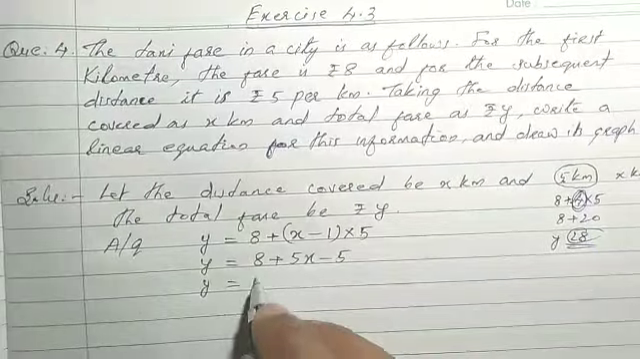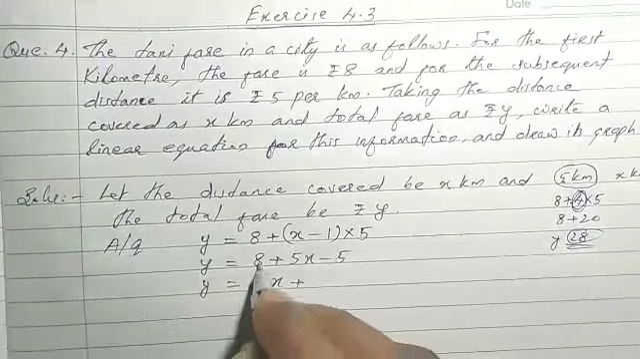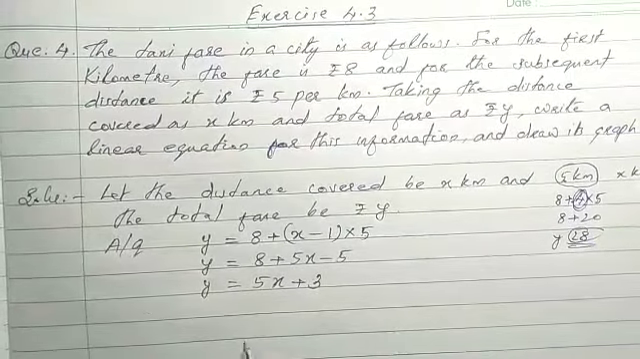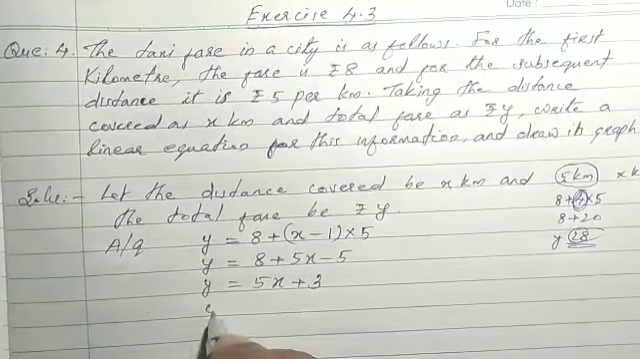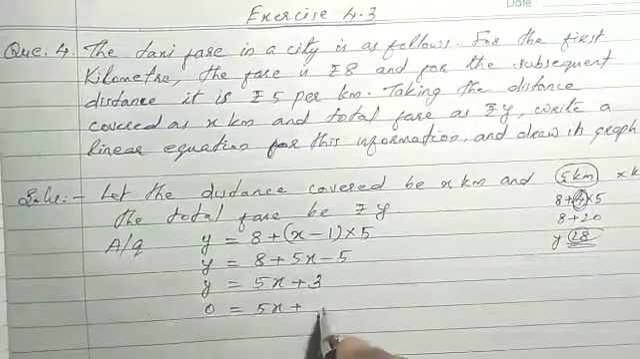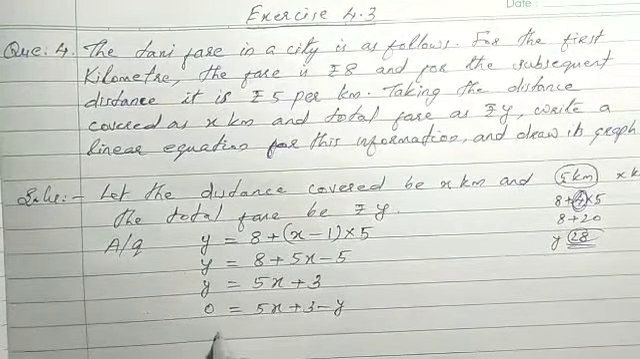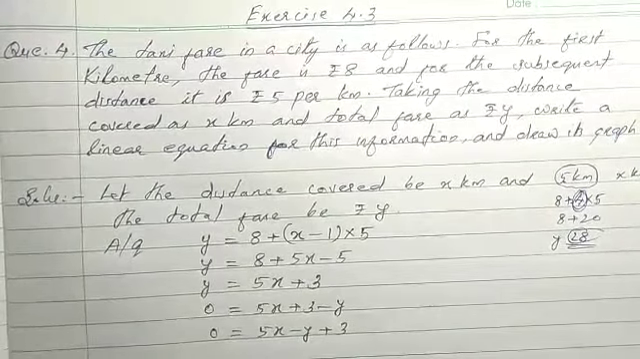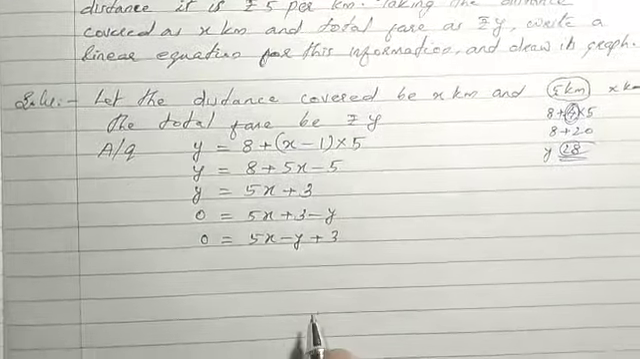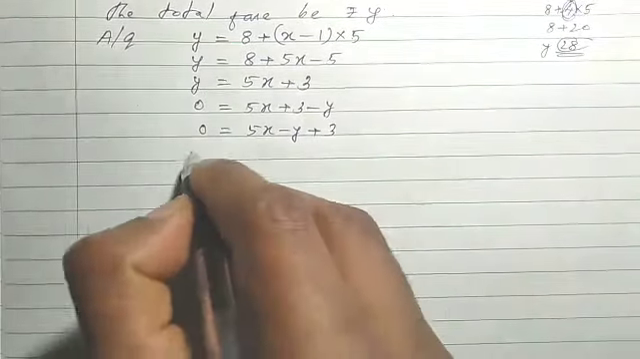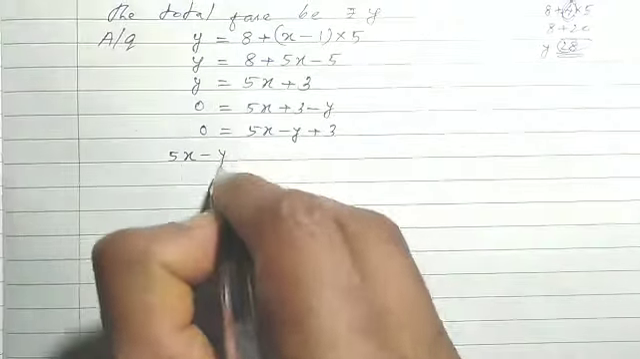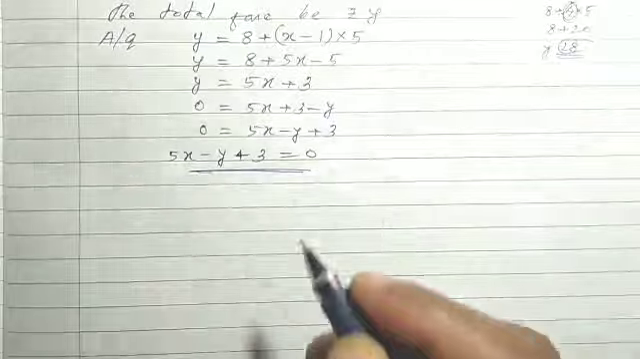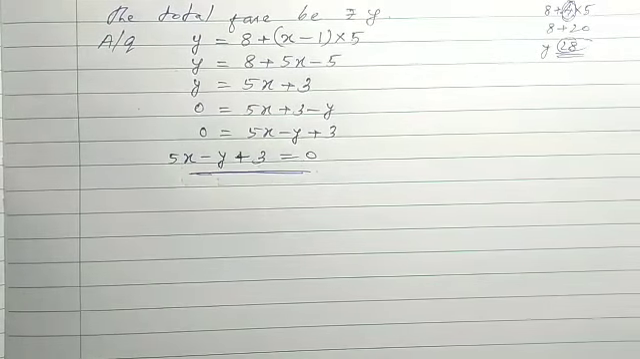Y is equal to 5x plus 8 minus 5, that is equal to 3. Y is equal to 5x plus 3. Y we can transpose to the right side. 0 is equal to 5x plus 3 minus y. That we can write as 0 is equal to 5x minus y plus 3. We wrote it in the standard form. Just opposite, we write 5x minus y plus 3 is equal to 0. That is the linear equation in two variables for this information.